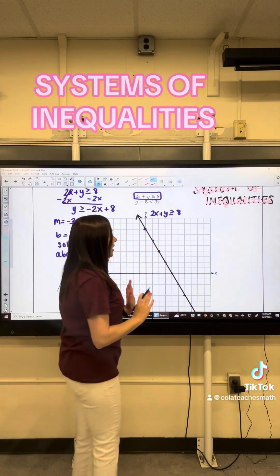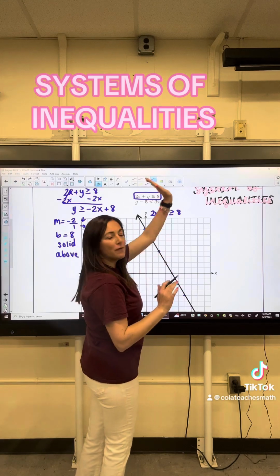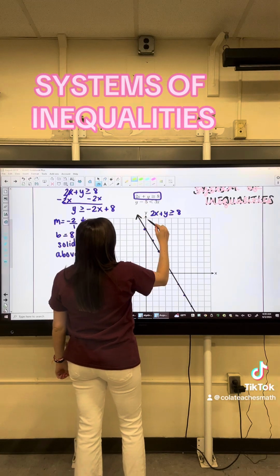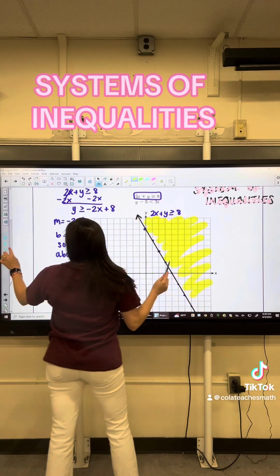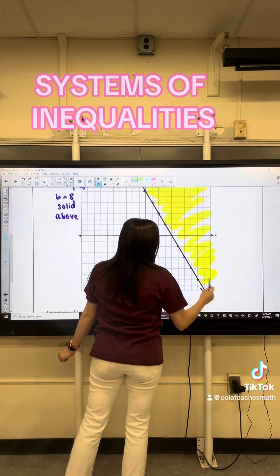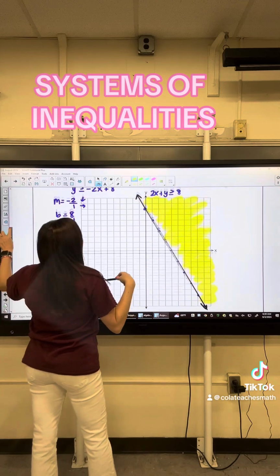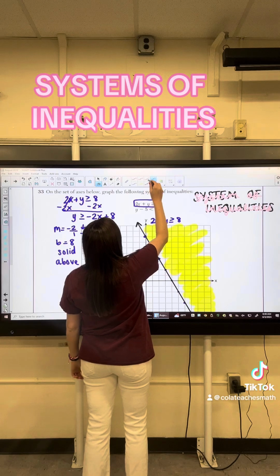So when I say shade above, I mean, how do you go above a line? We're going to shade to the top of your page. That's how you want to think about it. So I'm going to use a highlighter because I think the way I'm going to do it is helpful. And I'm going to give you a suggestion on the regions that I would use tomorrow. Okay? So that's the first line. Now graph the second line. So let's do the second line in green.